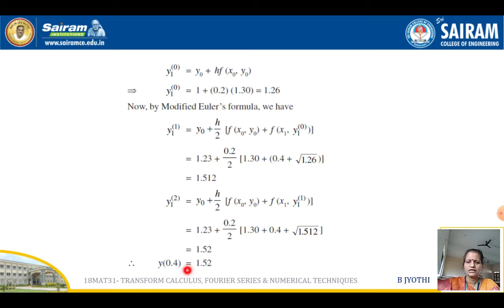So this is the answer we are getting for y of 0.4. This is the answer of the second stage. Okay, so this has been completed in two stages. In the first stage we have computed y of 0.2. In the second stage we have computed y of 0.4.